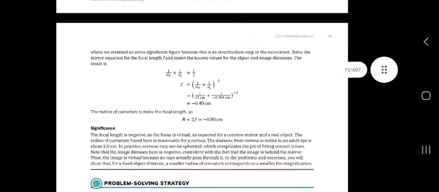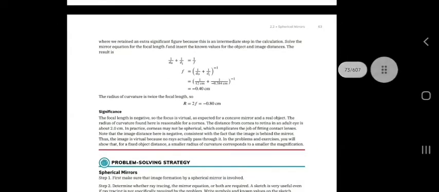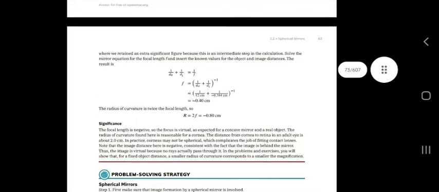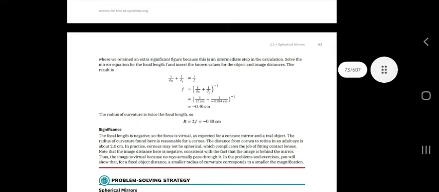So the focal length is negative, so the focus is virtual, as expected for the concave mirror and a real object. The radius of curvature found here is reasonable for a cornea. The distance from cornea to retina in an adult eye is about 2 cm. Then in practice, corneas may not be spherical, which complicates the job of fitting contact lenses.